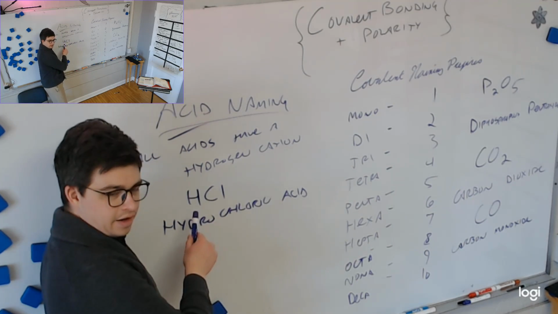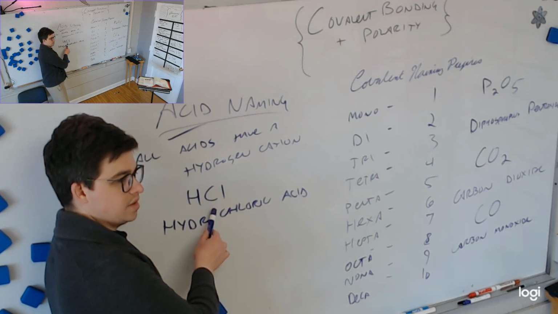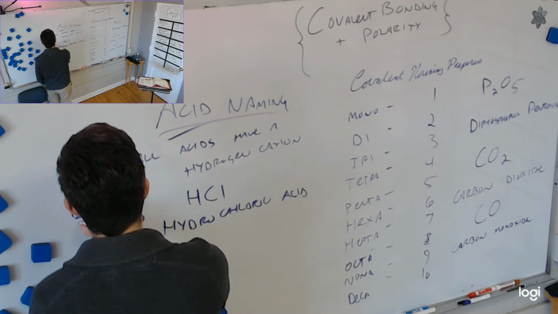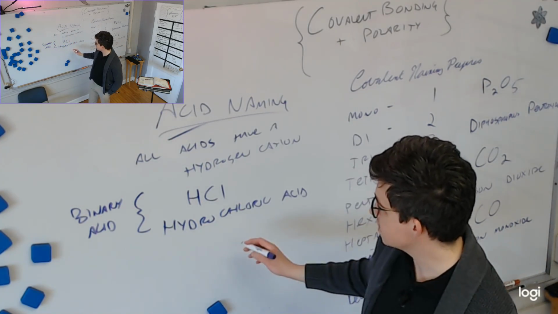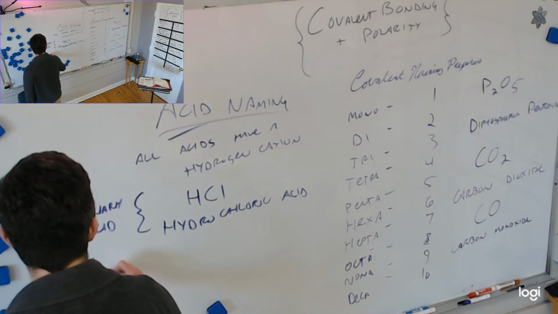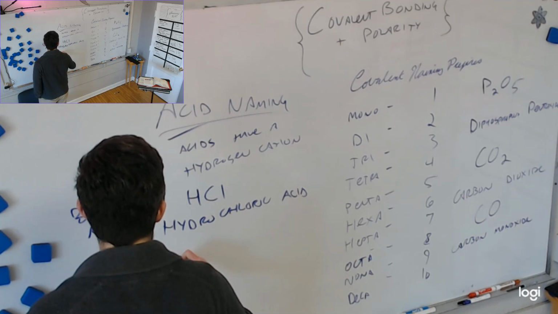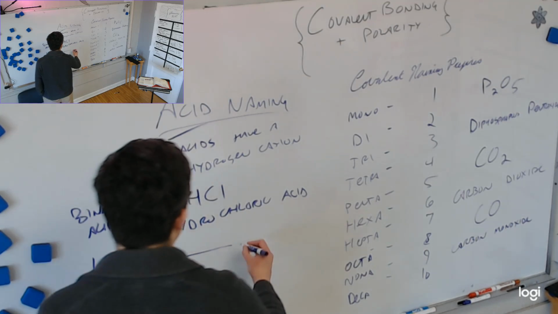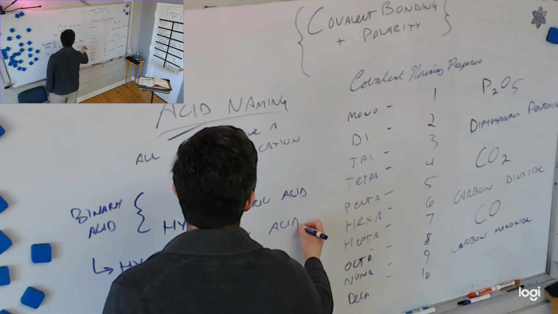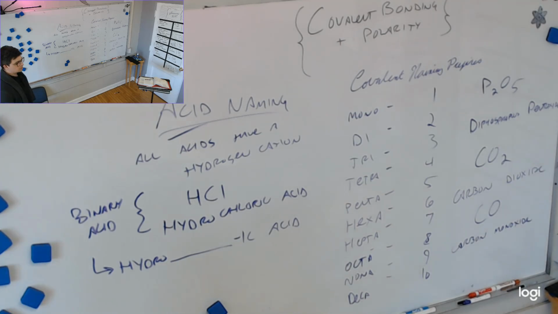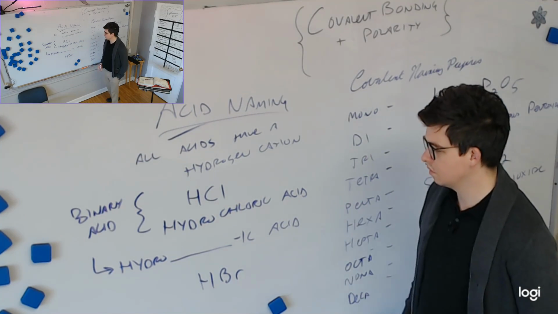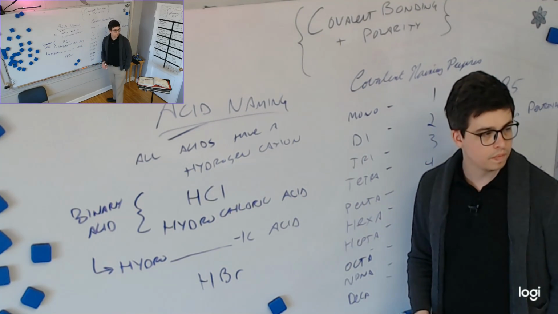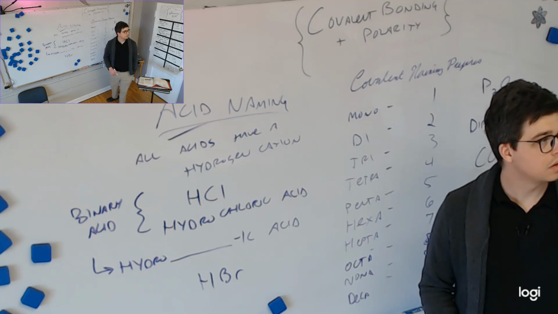If it's a binary acid, which just means hydrogen and one other element, remember, binary means 2, we use the prefix hydro, then the name of the other thing, the anion, with ic acid. And if that were the only rule, this whole thing would be really easy. What would this be? Hydrobromic acid.